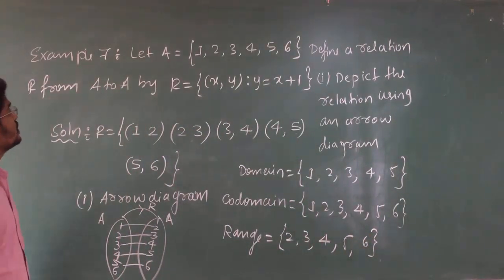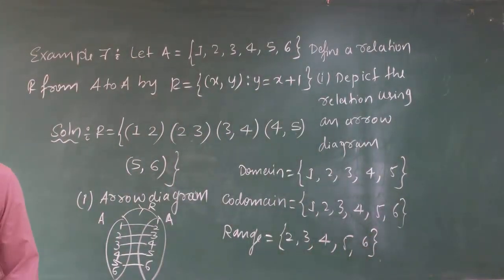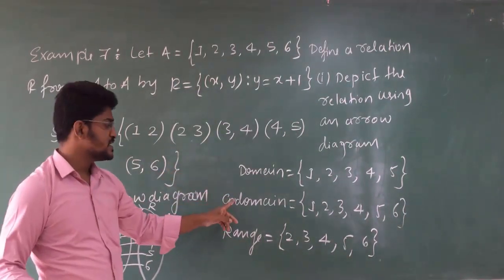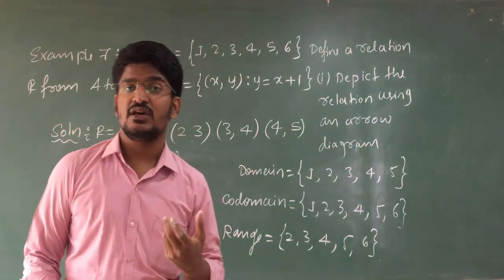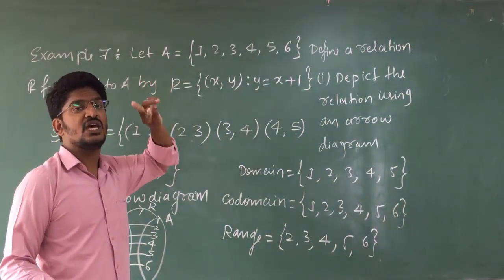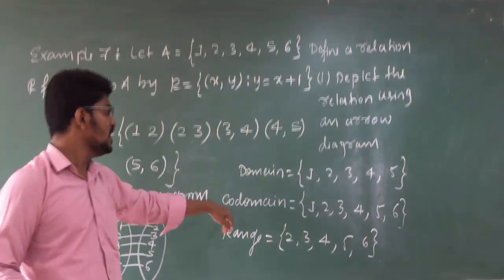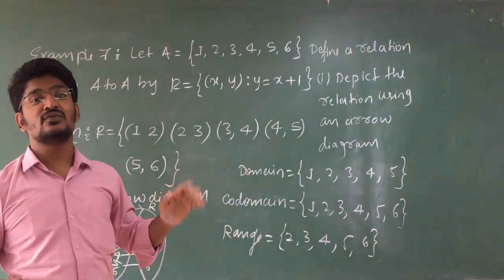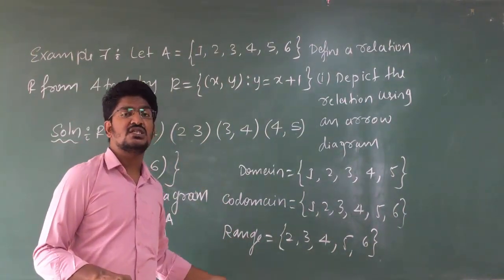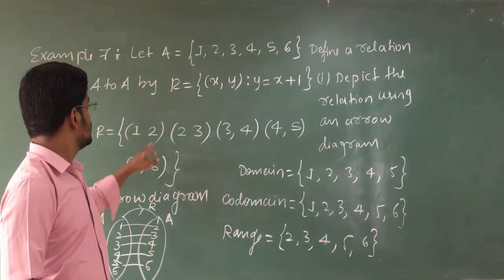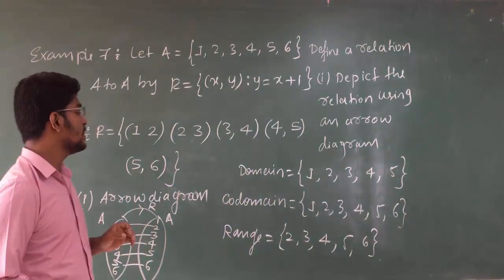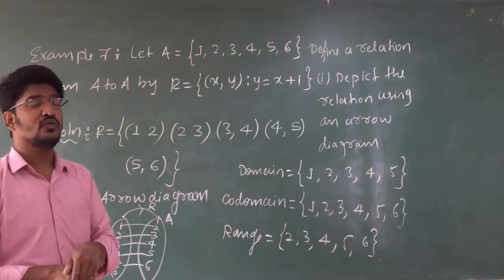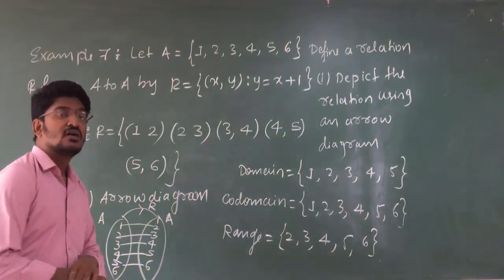So this is what your example 7 tells. The collection of the first elements is the domain, and the collection of the second elements is the range. If they give two sets, the complete second set will be the codomain. Here they have given only one set. The range is the collection of second elements: 2, 3, 4, 5, 6. Domain is the collection of first elements. So this is how we can solve your example 7.